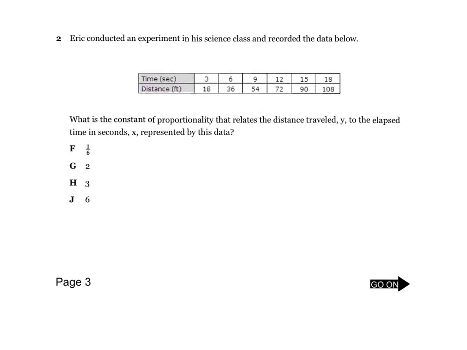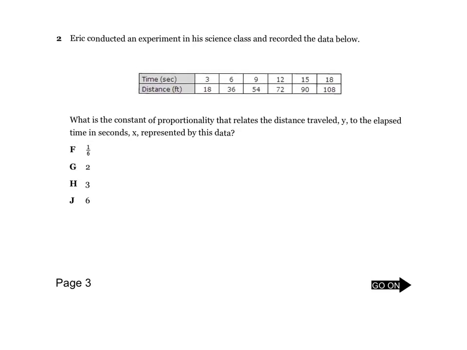Eric conducted an experiment in science class and recorded the data. What is the constant of proportionality? That's the same thing as the change in Y over change in X. Just a different word means the same thing. That relates to the distance traveled, Y, to the elapsed time in seconds. So we're going change in Y over change in X. Okay? So here, 18 to 36 is plus 18. 36 to 54, plus 18. Plus 18, plus 18, plus 18.